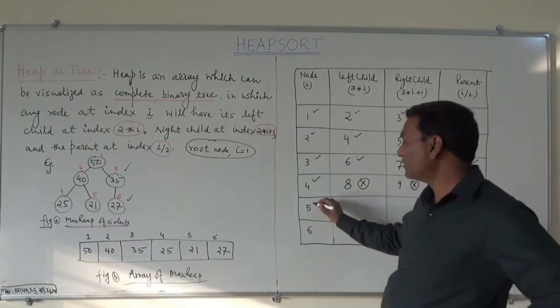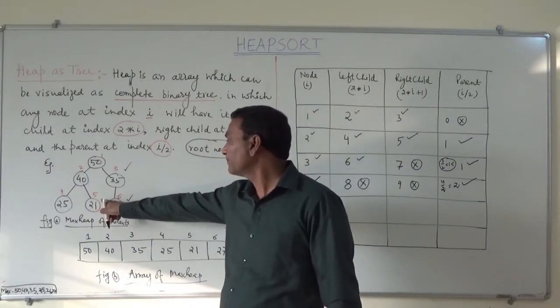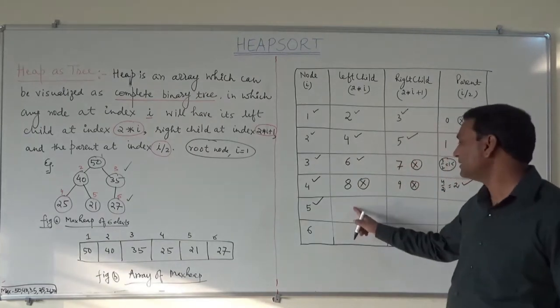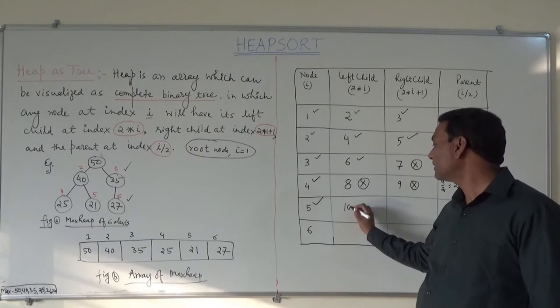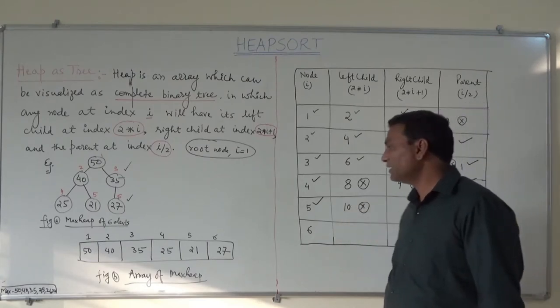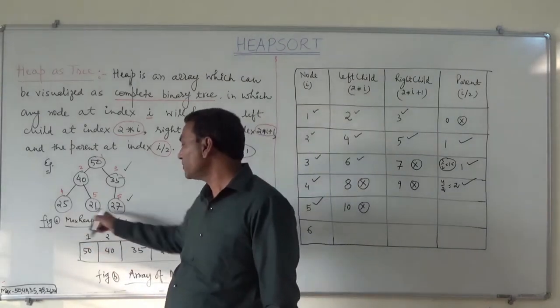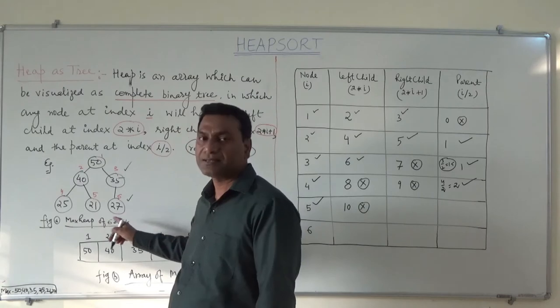Now we'll see when i goes to 5. i equals 5 is this node, 21. Now we'll see its left child. Its left child will be at position 10, which is absent, so this is not verified. Also, we can see these are the leaf nodes. That's why they will not have a left child as well as a right child.